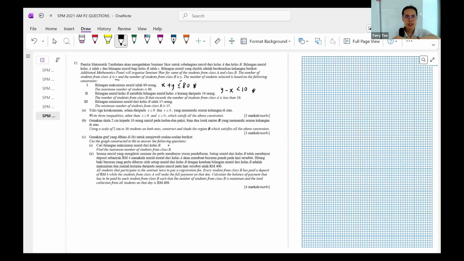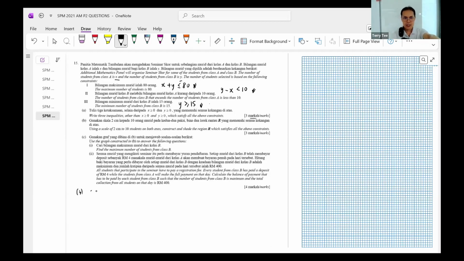Okay, next. The minimum number of students from class B is 15. Class B is y. Minimum is 15, so greater than or equal to 15. Guys, you write down three inequalities, you got three marks already. Now, then they say use a scale of 2 cm to 10 students on both axes, construct.